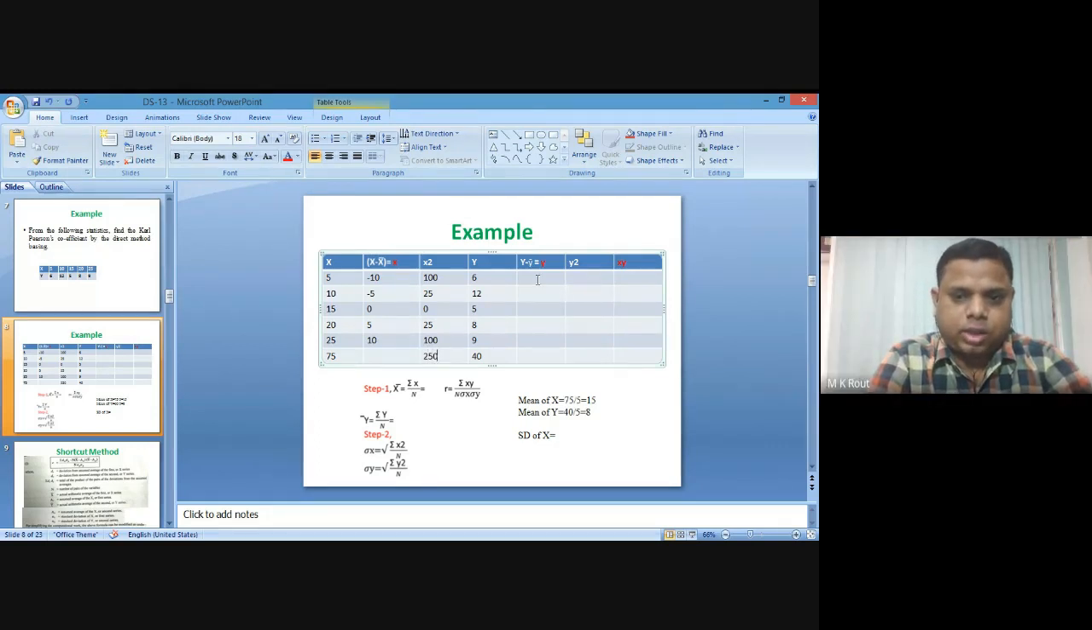Similarly, if you calculate this one, that is 6 minus 8, that's minus 2. This one is 12 minus 8, that is 4. Again, 5 minus 8, that is minus 3. 8 minus 8, that is 0. The last one is 9 minus 8, that is 1.